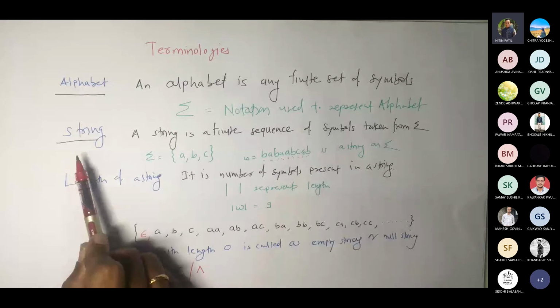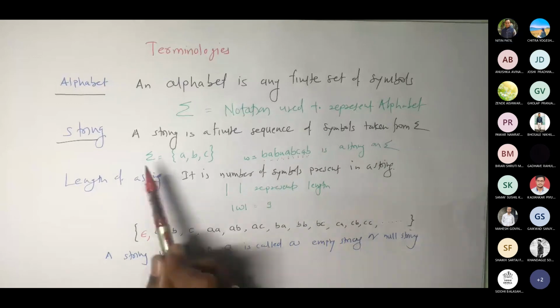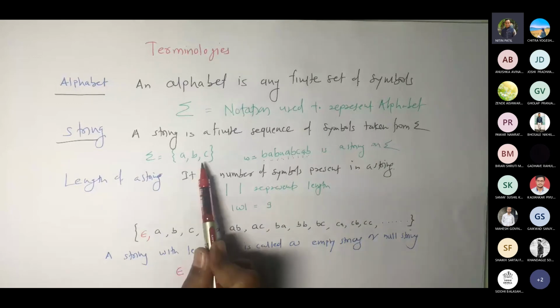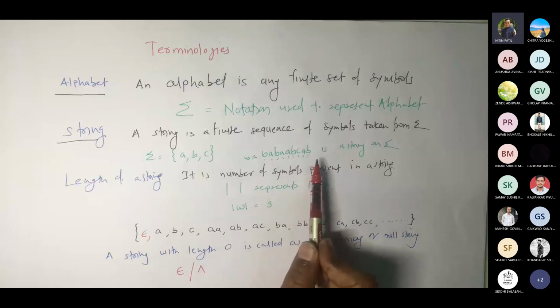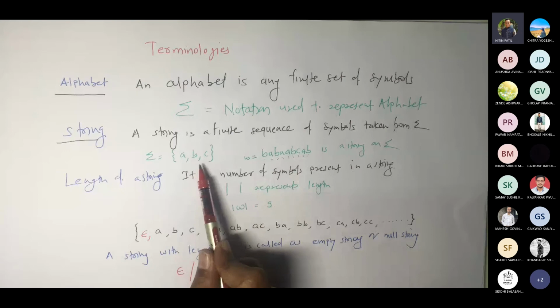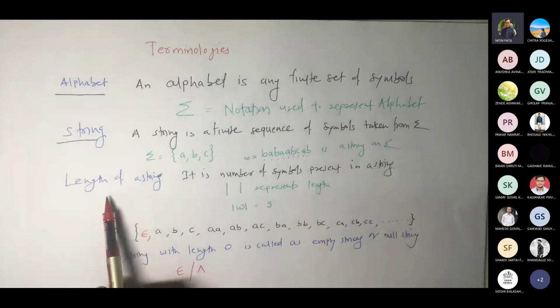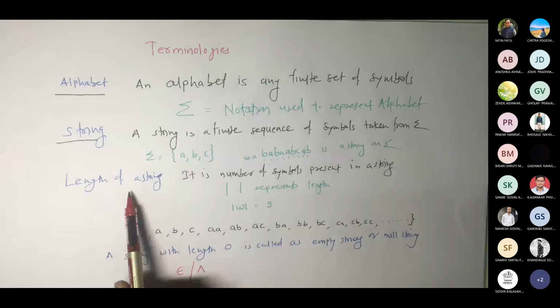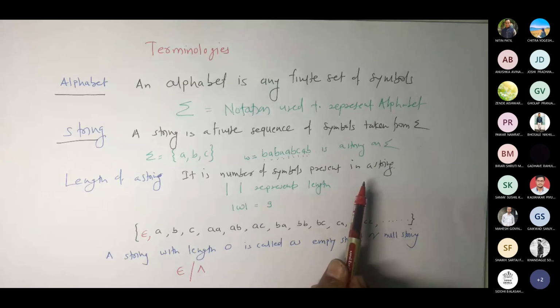There's a definition of string. A string is a finite sequence of symbols taken from sigma. Suppose your sigma contains A, B, C. Then there can be a string W, which may be any combination of characters. Then we define an operation called length of a string, which is defined as the number of symbols present in a string.